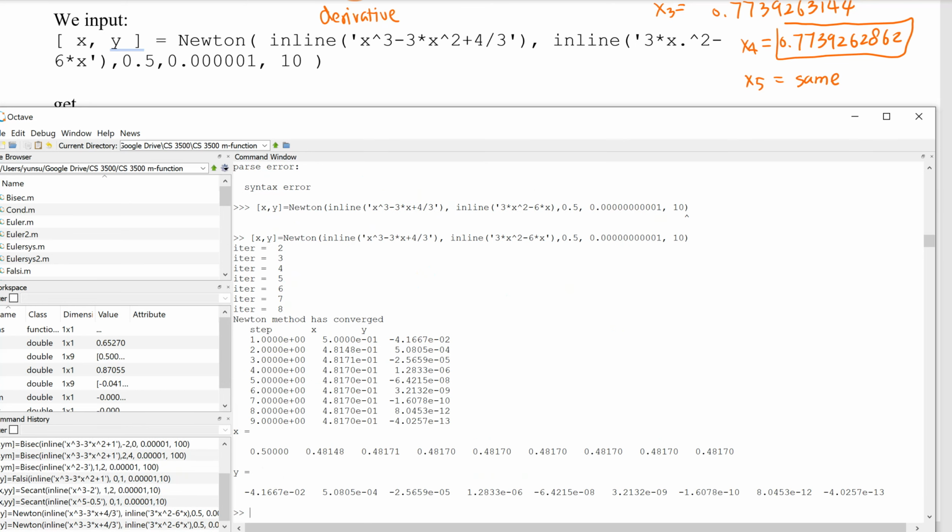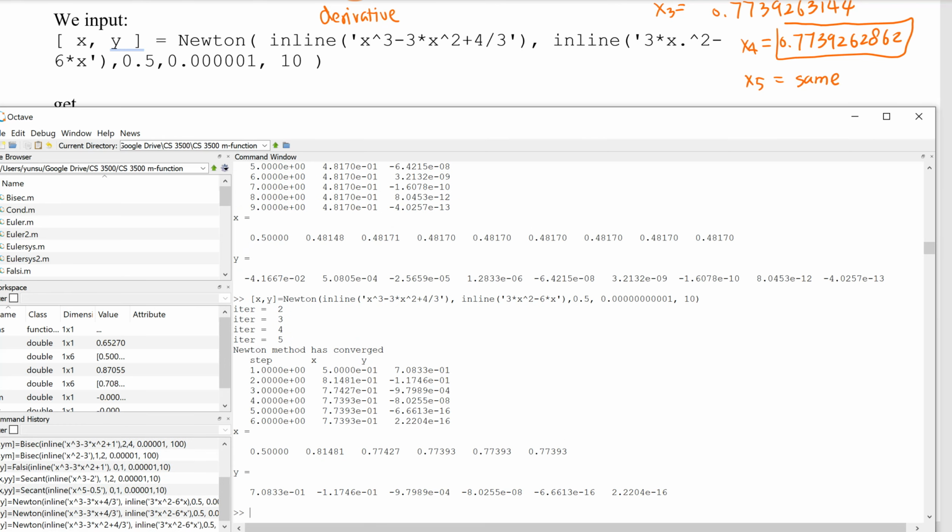Okay, everybody. Let's see. Oh, you know what? I made a mistake again. This 3x should be 3x squared. That's why our numbers don't match. Yeah, we have to be very careful. Square. Okay, now it works. See? 0.77393. Yeah, if we round up, we get 3.